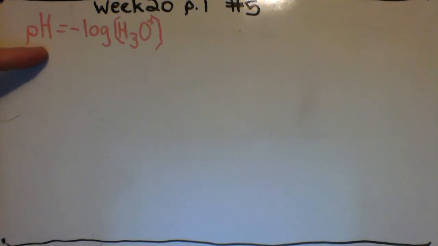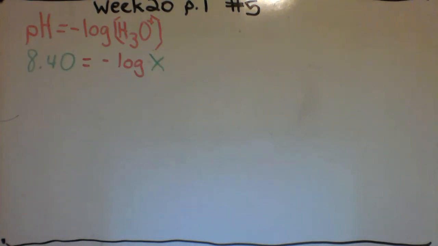The only information this problem has given us is the pH of this particular solution, which is 8.40. So we're going to use the formula pH equals negative log the concentration of hydronium ions. Now, the only thing we can replace is the pH, so let's replace that.